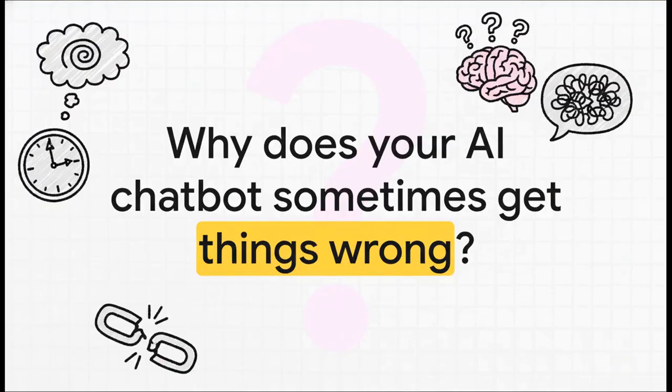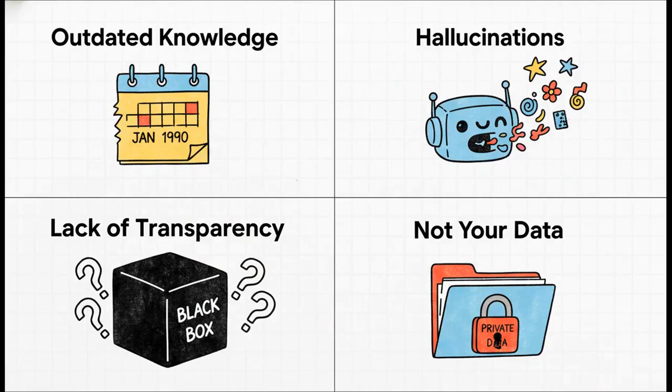I mean, we've all been there. You ask your chatbot about something that happened yesterday, and it just gives you a blank stare. Or even worse, it confidently makes up an answer that sounds completely believable, but is just flat out wrong. This isn't some random glitch. It's a core challenge baked right into the technology itself. Let's really dig into these problems.